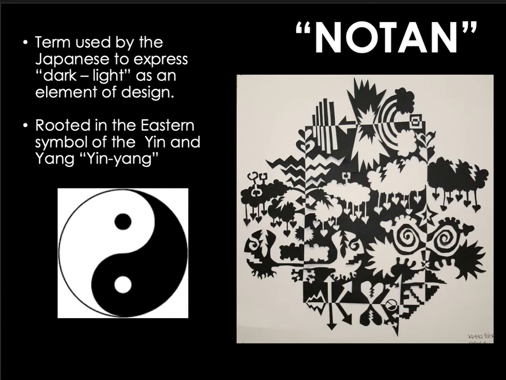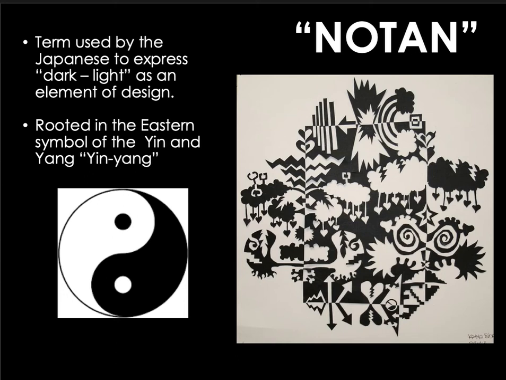All right, so NOTAN. This is a term used by the Japanese to express dark and light. It is an element of design that they have in their art guidelines. And it's very similar to our positive and negative. So it's focused on the interaction between positive and negative shape. They're very similar in relationship, and they relate in harmony. There isn't one that's over-dominating the other.